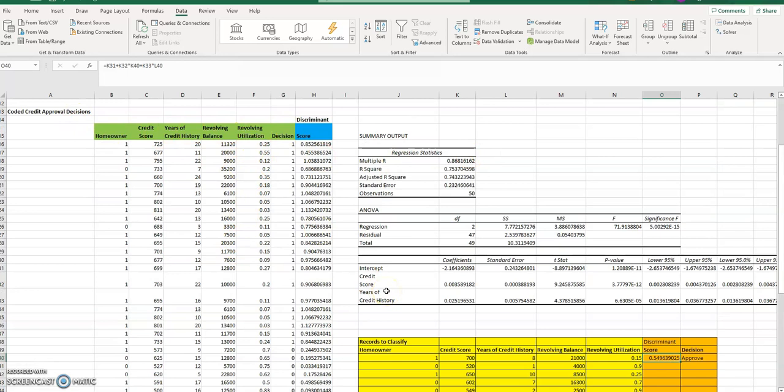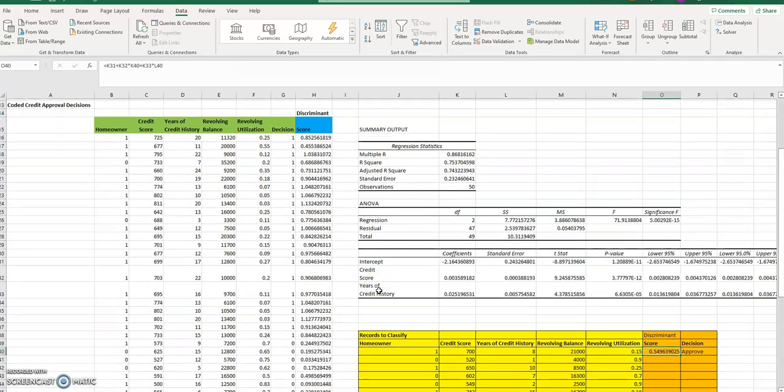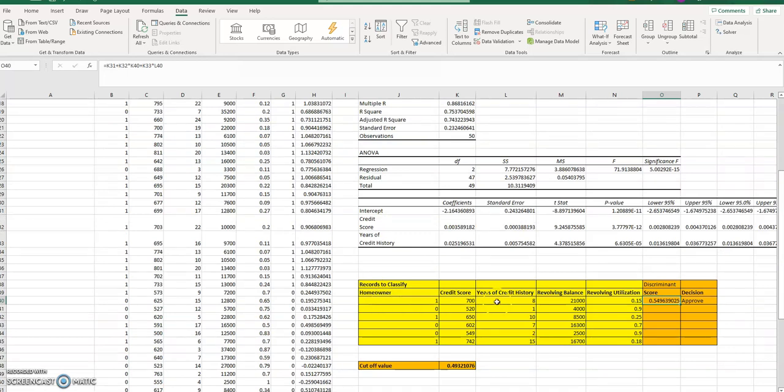Just one thing I mentioned here, if we had developed a regression model to do this using all the variables, many of the independent variables are not significant. So we don't want to use insignificant variables in doing any sort of estimating. So we're going to limit this just to credit score and years of credit history.